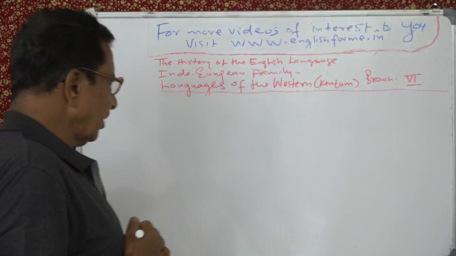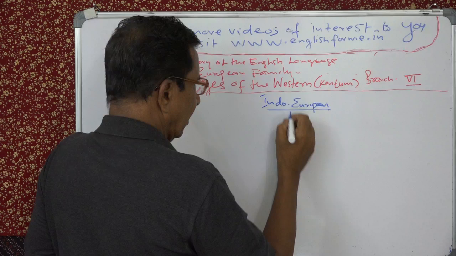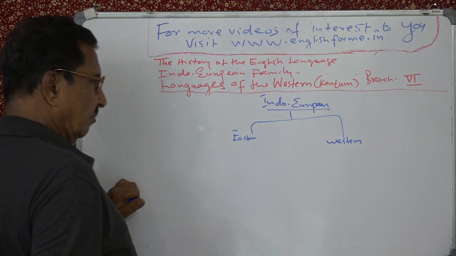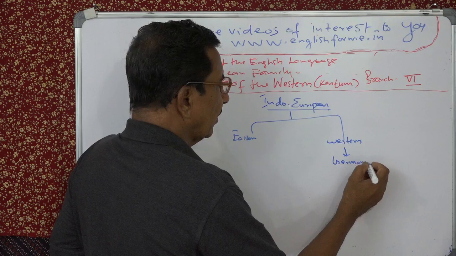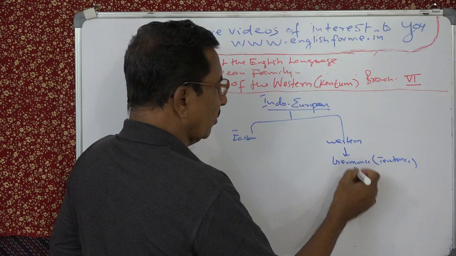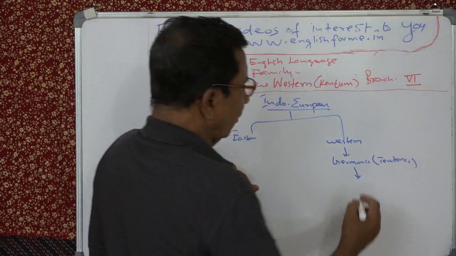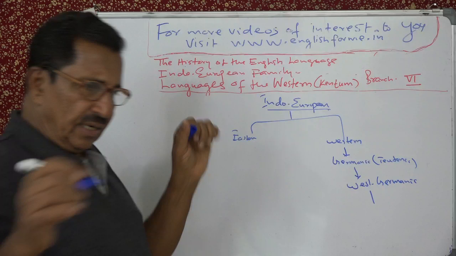Okay, so you have got first Indo-European, a summary of this. Indo-European languages: you have got two branches, Eastern and Western. So now we move. In Western, leave all the other things out, we are now coming to this. From Western we have Germanic or Teutonic, and from Teutonic, what immediately concerns us is West Germanic. And from West Germanic you have the immediate descendant, that is Low Germanic.